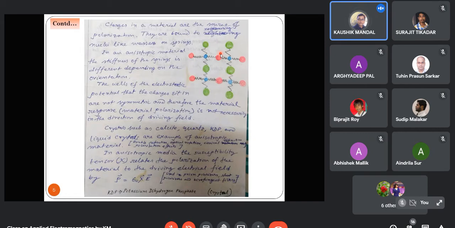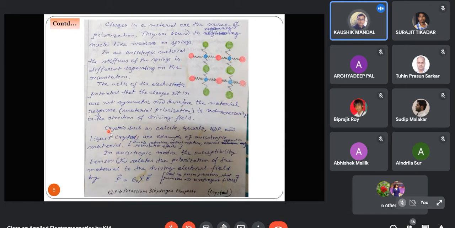The electrostatic potential well in which the charges are seated is not symmetric in structure, meaning it is basically ellipsoidal in nature. So the charges are seated in a kind of ellipsoidal potential well, and due to this structure of the potential well, the induced polarization may not be in the direction of the driving electric field.